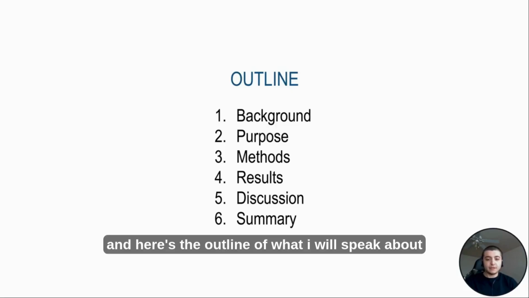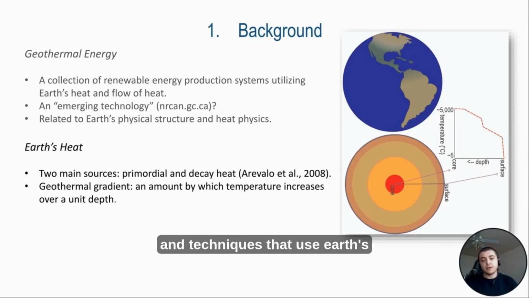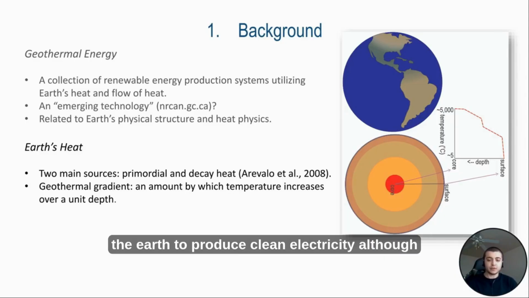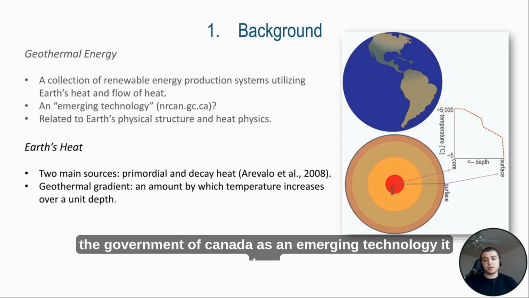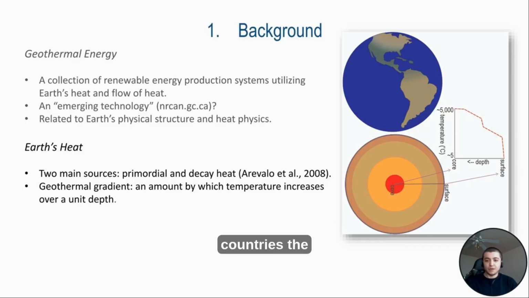Okay. And here's the outline of what I will speak about today. I want to start by first introducing the concept of geothermal energy, which is really an umbrella term for a collection of renewable energy production systems and techniques that use Earth's internal heat and the natural flow of heat in the Earth to produce clean electricity. Although geothermal energy is classified by the Government of Canada as an emerging technology, it has been in use at the industrial scale for over 100 years and is currently used in more than 27 countries.